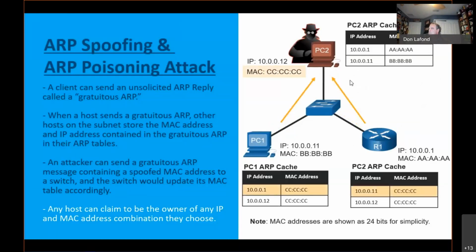So what it comes down to is exactly this. PC1 will want to send data to 10.0.0.1, and to do so, it'll send it to the MAC address of all Cs, which is PC2. PC2 forwards that data onto the router. The router will send it outbound to where it needs to go. As the router responds back to the 10.0.0.11 IP address, it'll be responding back, targeting all Cs, again the MAC address of the threat actor. This is a beautiful man-in-the-middle attack.